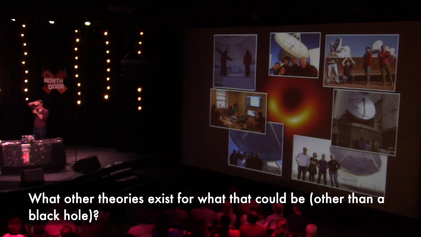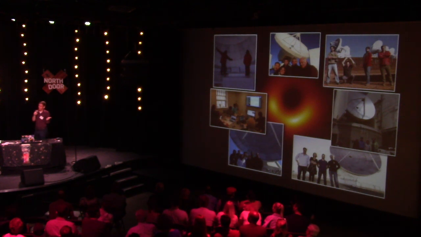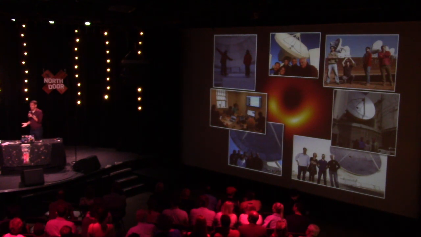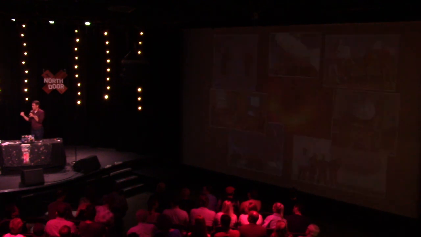The question was, what other theories exist for what that could be other than a black hole? Well, like I say, it's definitely a black hole. The question is, what kind of black hole is it? It can be one that's described exactly by general relativity, because general relativity is right, but there could be these other options. One of them is called a magnetar, which is basically an incredibly magnetically active, dense, compact remnant of a star with many other stars that have collided with it.